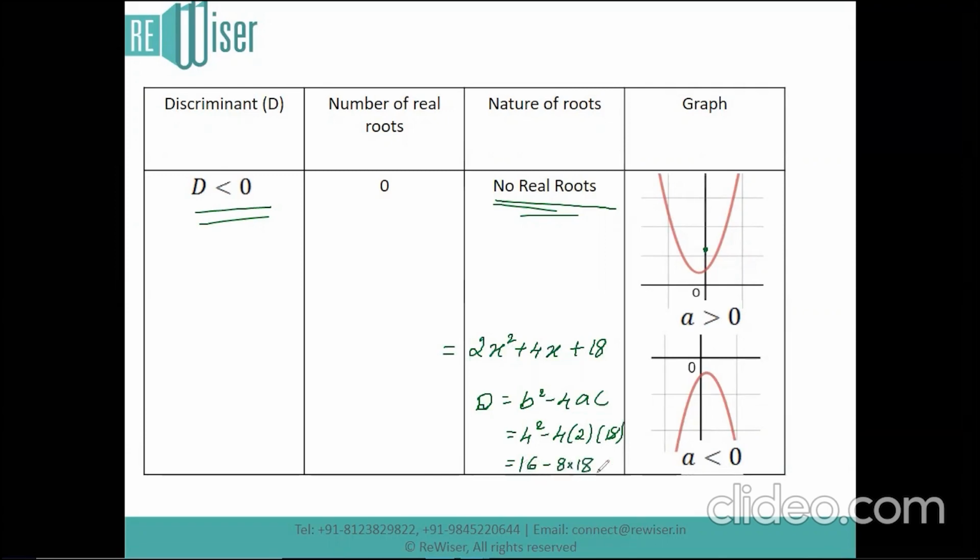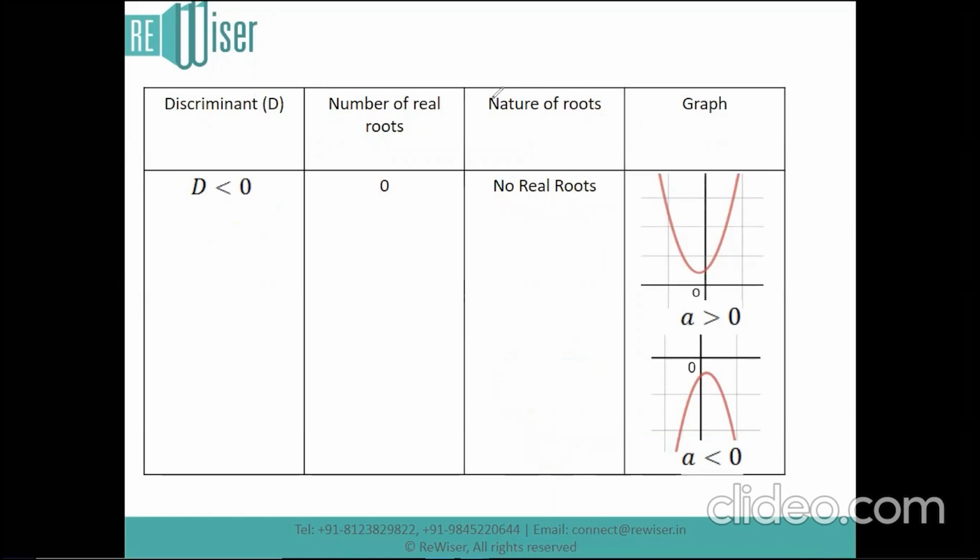So obviously when you simplify this, you will get a negative value. So the discriminant is negative, which means this particular equation will have no real roots. So that is how you can solve anything related to the discriminant.